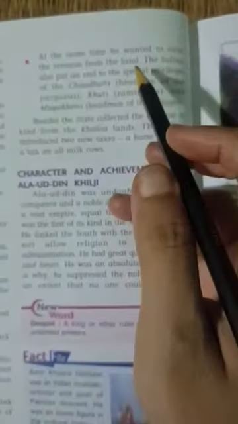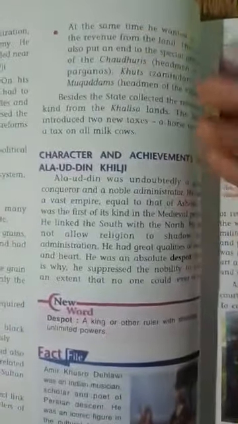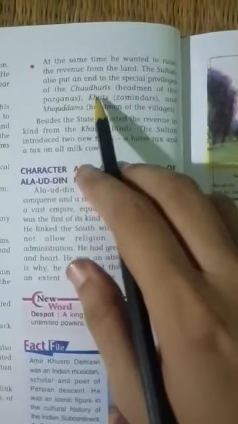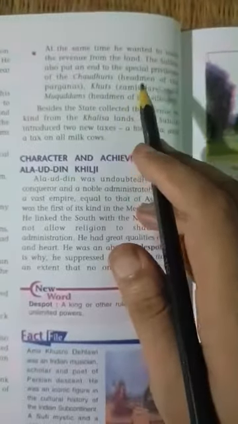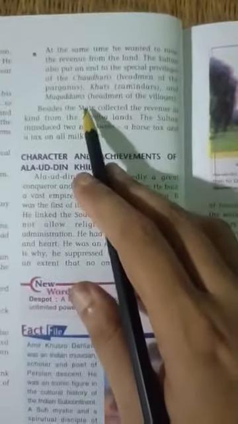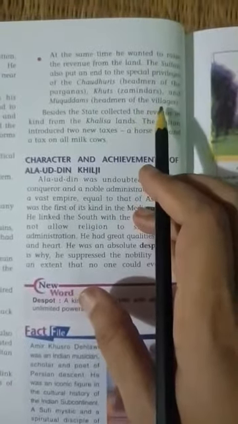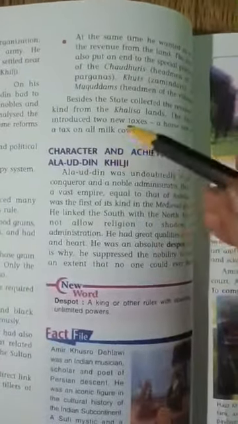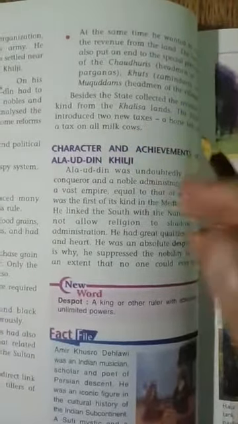At the same time, he wanted to raise the revenue from the land. He wanted the tax to be raised from the land. The Sultan also put an end to the special privileges of the Chaudhries, that is, the headmen of the Parganas. He wanted to stop the special privileges of these Chaudhries. Khuts were the zamindars, and the Mukaddams were the headmen of the villages. In order to stop the special privileges of these people, he wanted the land revenue to come directly to him, and this was another reason why he did these economic reforms.